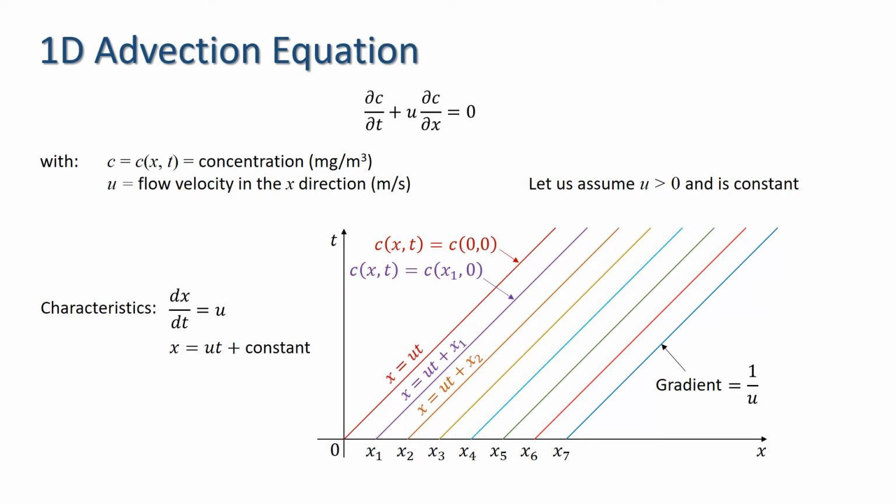Let's think a little more about what this means. First, we note that since u is greater than 0, information is travelling upstream to downstream. If we know the concentration at a certain point at time 0, we can follow the characteristic line passing through that point, and we know the concentration will remain constant along that line.